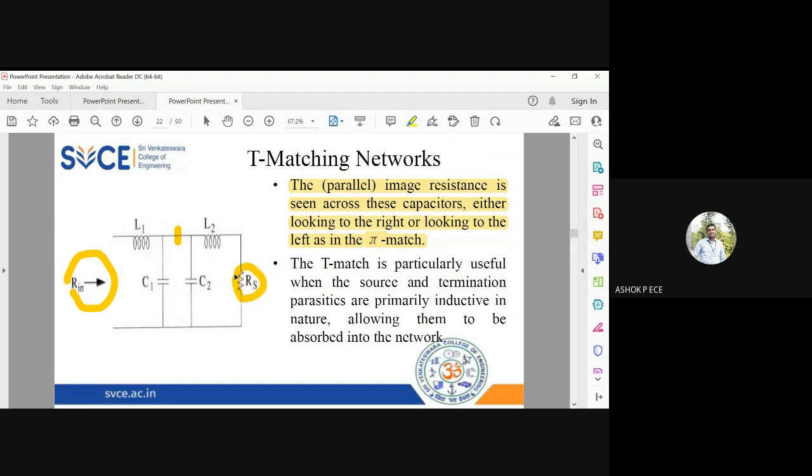In T, you have two series elements, right? T is particularly used when the parasitics are primarily inductive, whereas pi is used when the parasitics are completely capacitive. So we are going to handle two types of scenarios. Given a circuit, if you find that the parasitic elements are inductively dominant, I go for T. If it is capacitively dominant, I am going to go for a pi-type matching network.